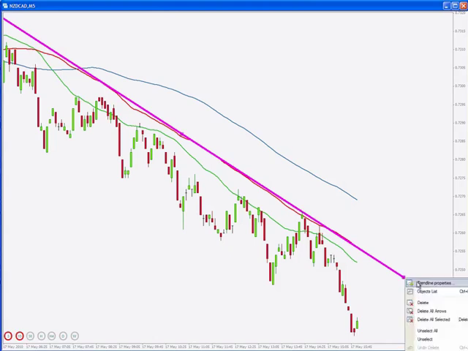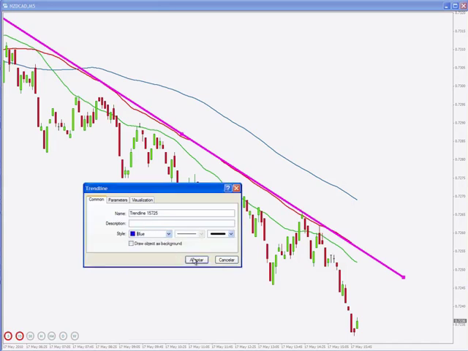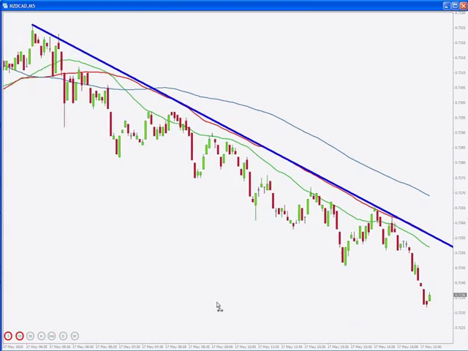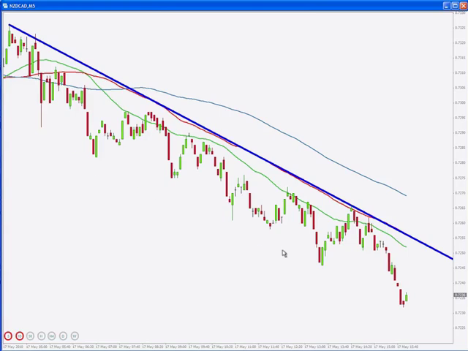I don't like the pink color, so just give me a second. Let's mark it in blue. All right, that's our trend line in there. What about a counter trend line? No counter trend line I can really use.